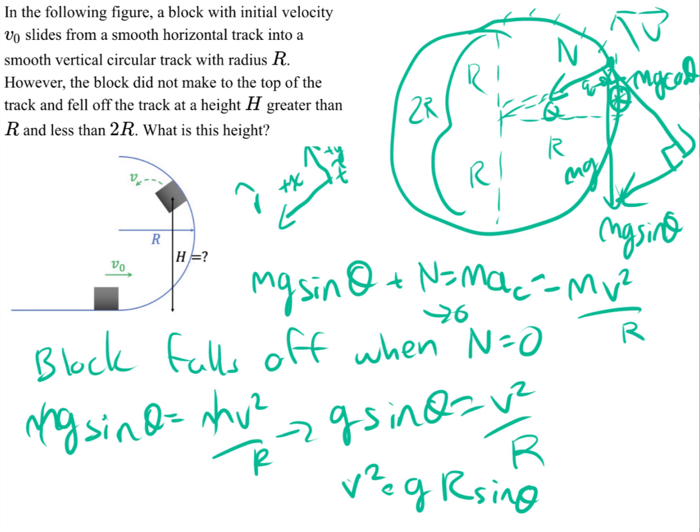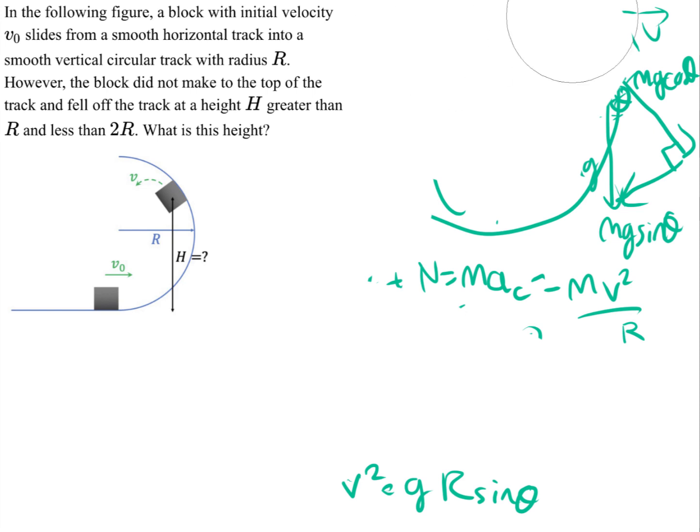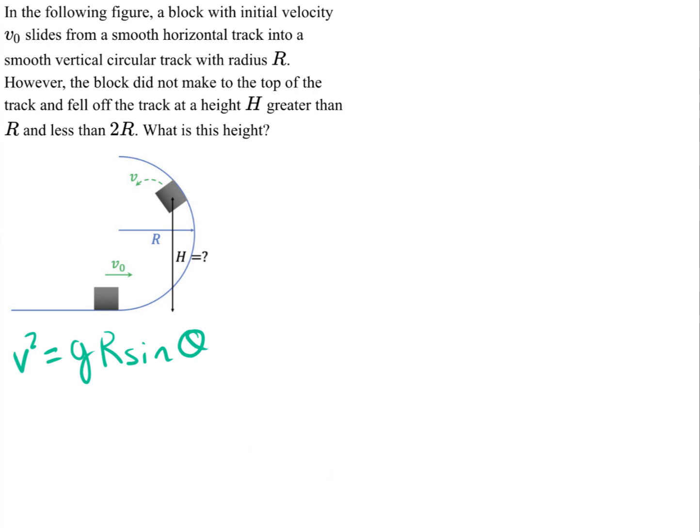And we actually don't need to square root this velocity. And we'll see why in a moment. So we just need to remember our end result from this whole thing. And I'll erase this diagram here. So remember that when it's falling off, the velocity squared is going to be equal to gr sine theta, where theta is the angle before it falls off. So that's the first part. So we need to figure out what this is.